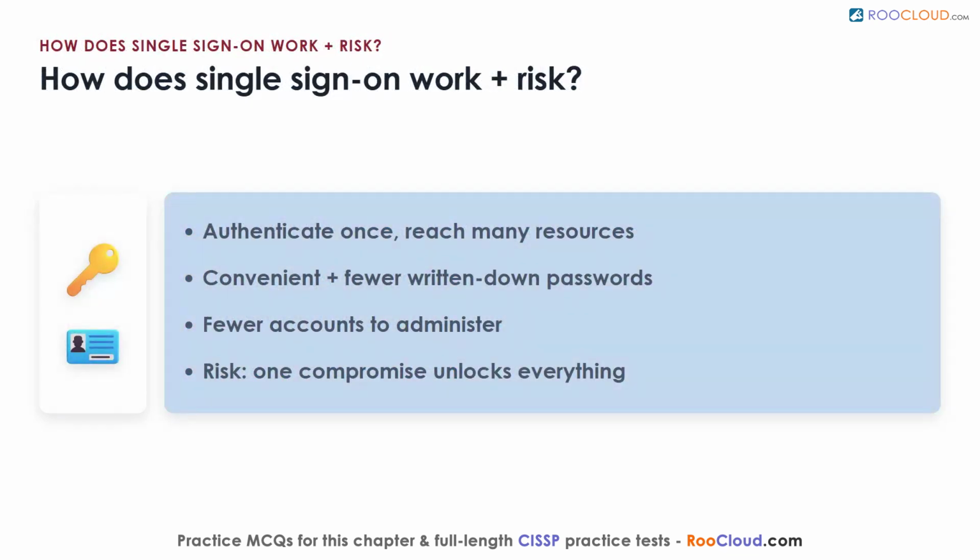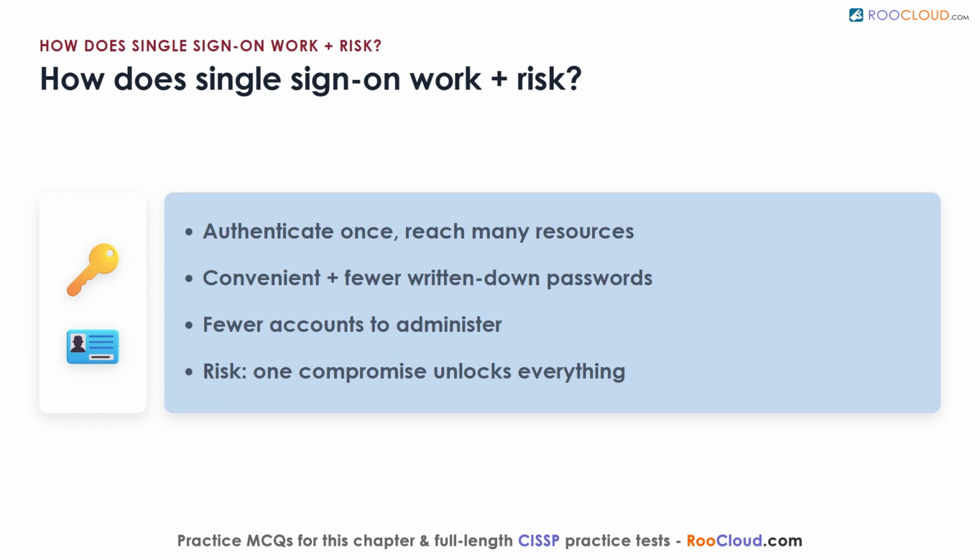How does single sign-on work, and what does it risk? Single sign-on is a centralized technique where you authenticate once and then reach many resources without logging in again. It is convenient, and it quietly improves security, because users juggling a dozen passwords tend to write them down, while one strong password is easier to protect. It also cuts the number of accounts an administrator has to manage.